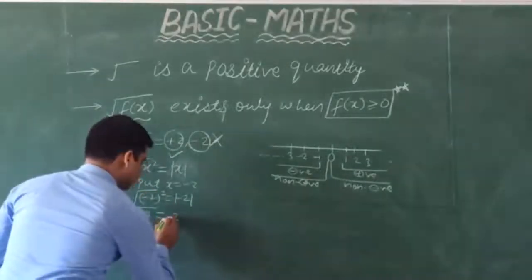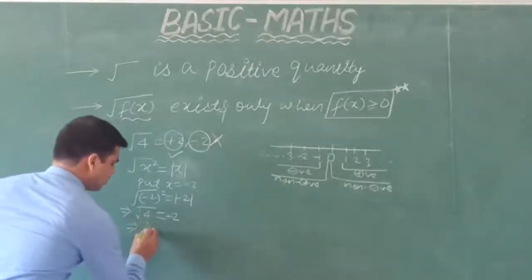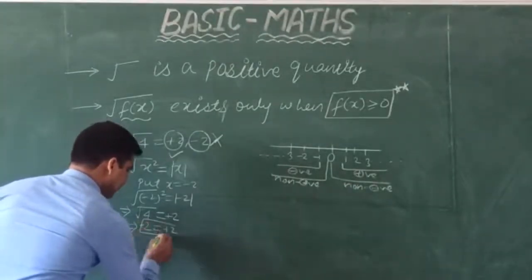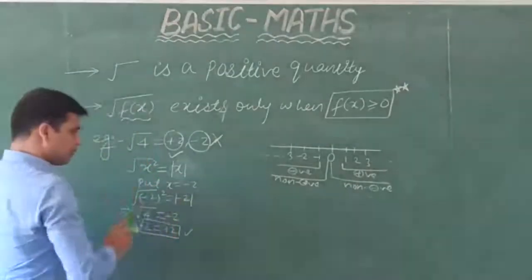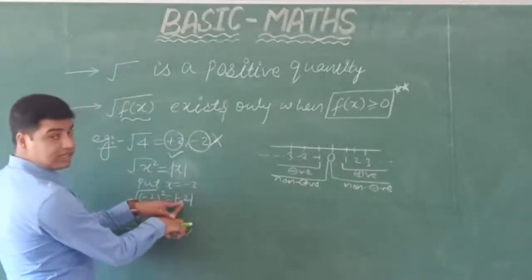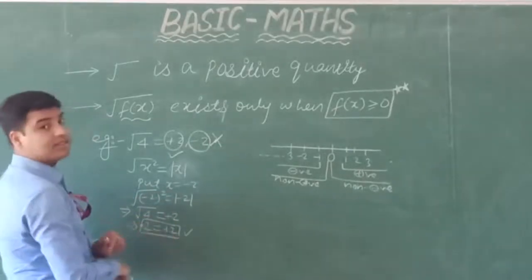So we are getting here plus 2. Okay, LHS, root under minus 4... so root under 4 equals 2, plus 2, and here we are getting plus 2. So see, this LHS and RHS are the same. But if you are writing mod, root under x square equals x here, what will we get? Minus 2 only. So LHS will be 2 and here minus 2. Okay, so LHS and RHS will not be the same.